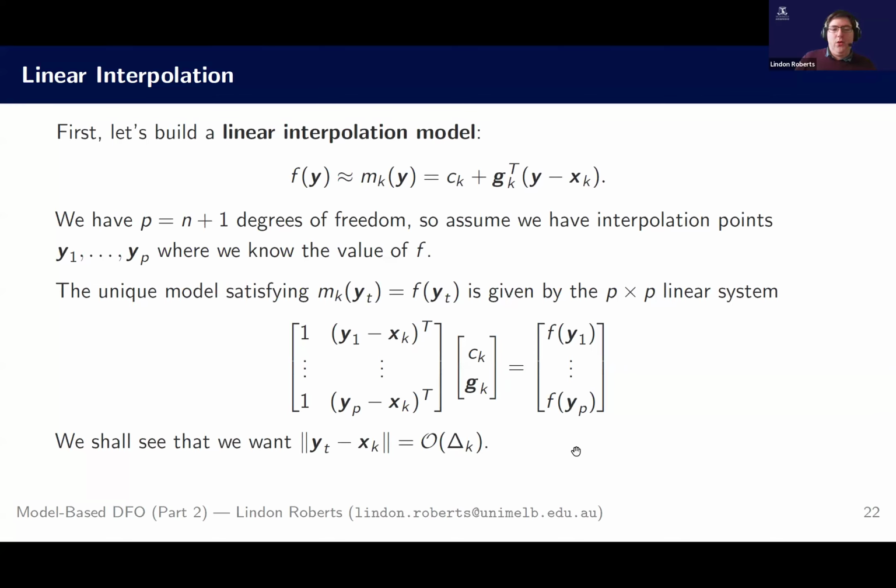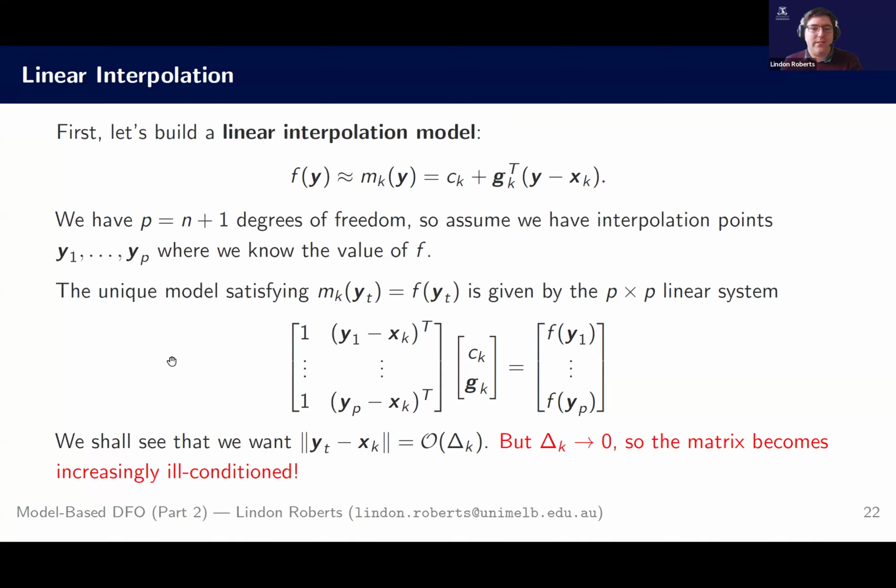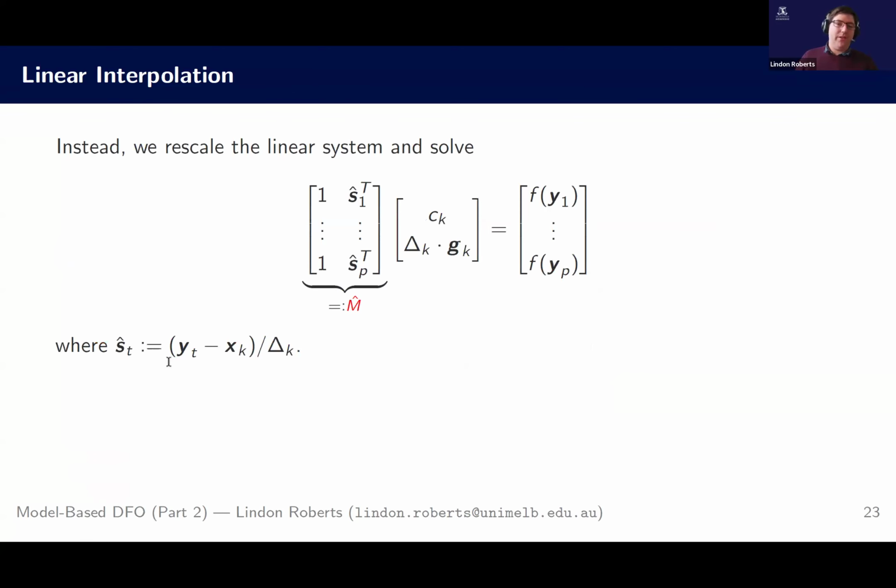However, I just told you that delta goes to 0 as the algorithm progresses. So what this means is that this matrix becomes increasingly ill-conditioned. We've got a column, the first column stays order 1. All the remaining columns decrease to 0 as the algorithm progresses. So this matrix becomes approximately singular. As we progress, we get ill-conditioning coming in. So the first thing we have to do is get rid of that ill-conditioning.